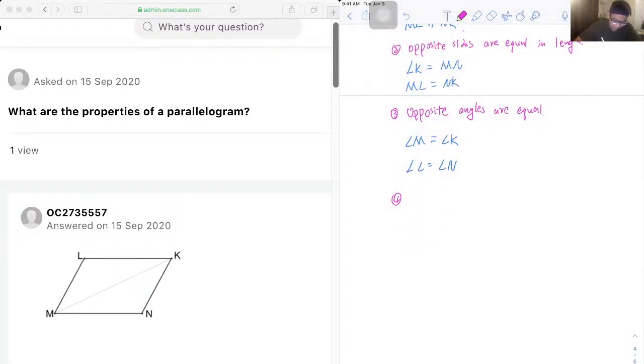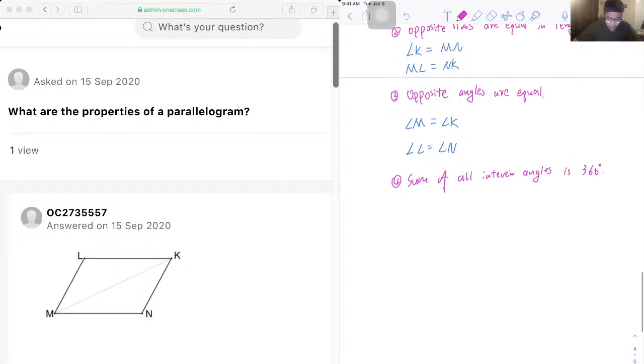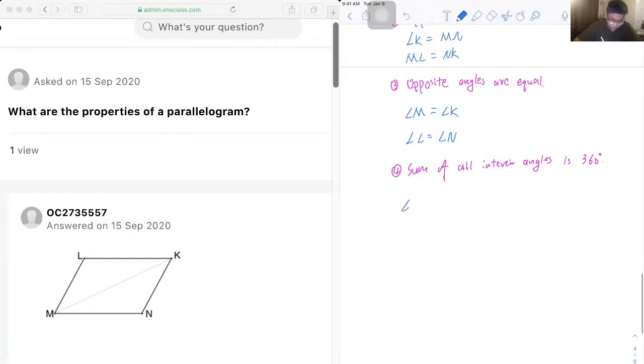And then we have our sum property, which is the sum of all interior angles. Oops, my bad. Interior angles sum is 360. So if we want to present that in letters, it would be the measurement of angle M plus angle L plus K plus N is equal to 360.